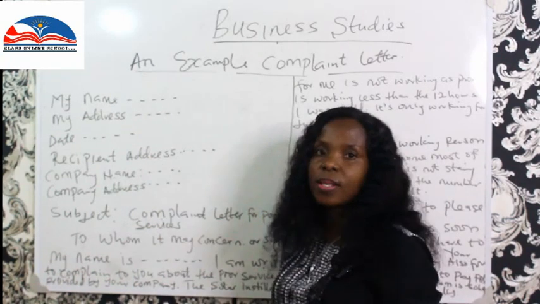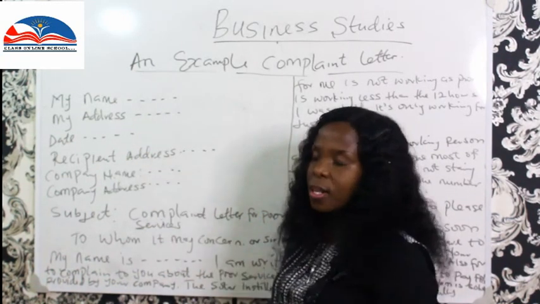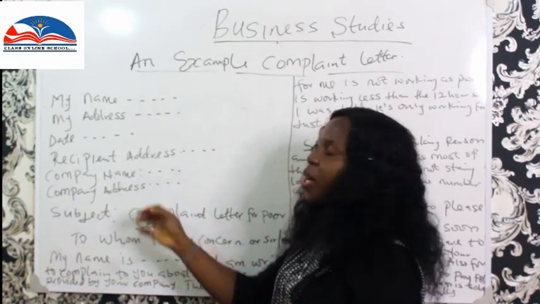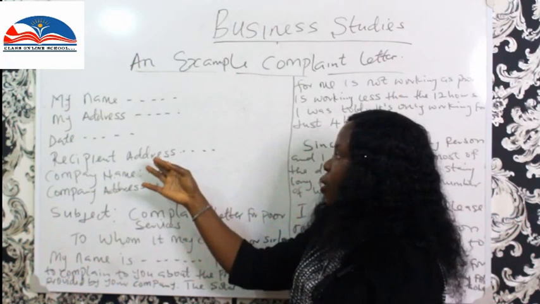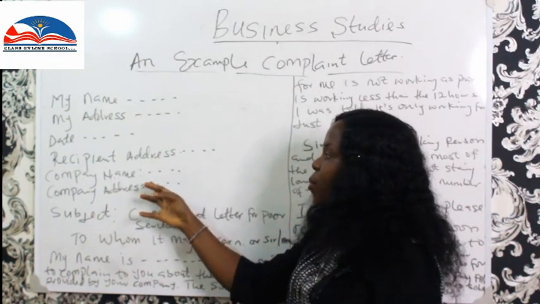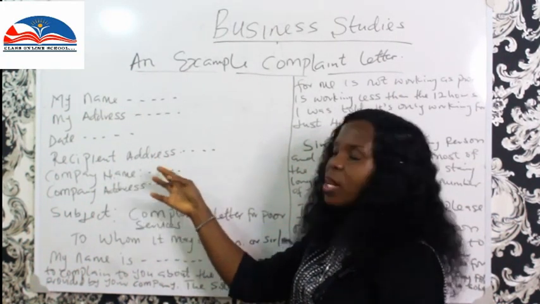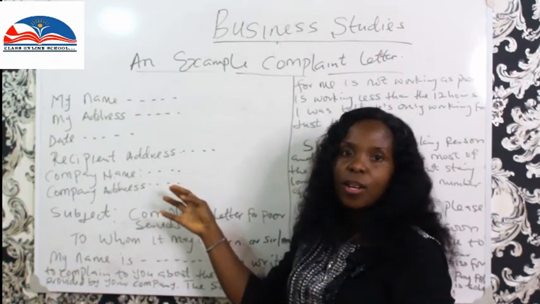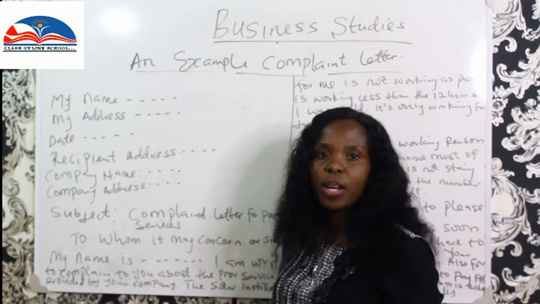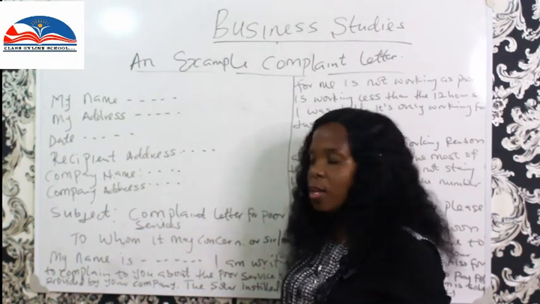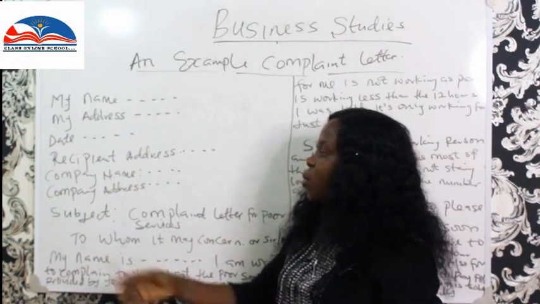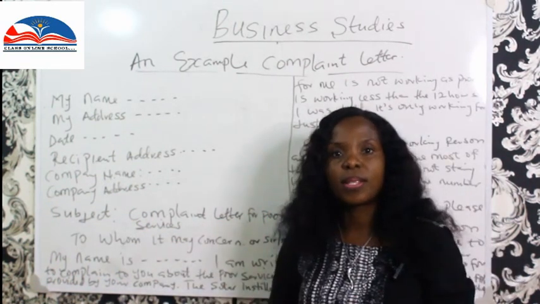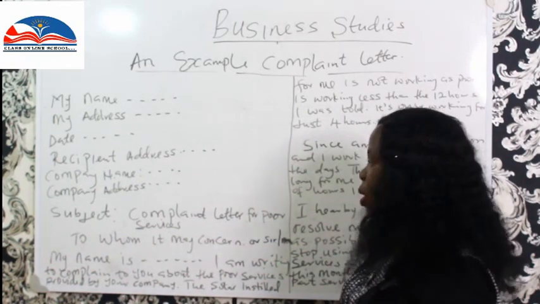All details about you, that is your name, your address, the date which you are sending it across. Then the recipient's address, company name, then company address. You write company XYZ, company address, number so, whichever place or city the company is located. Then you talk about your subject, complaint letter for post services. That's what we are going to talk about.